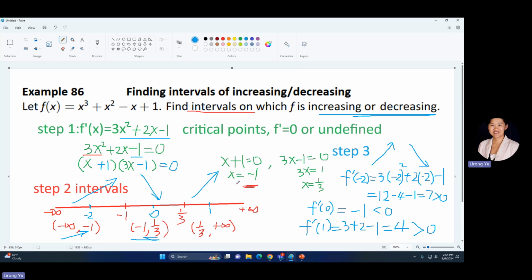So to answer the question, the intervals where the function is increasing are -infinity to -1 and 1/3 to +infinity. The interval where the function is decreasing is from -1 to 1/3. So that's the answer to the question after we went through the analysis of the first derivative. Any questions? So this is our first example.